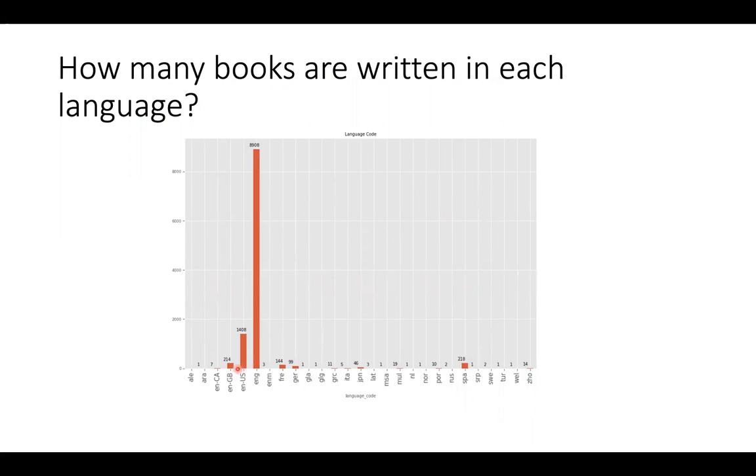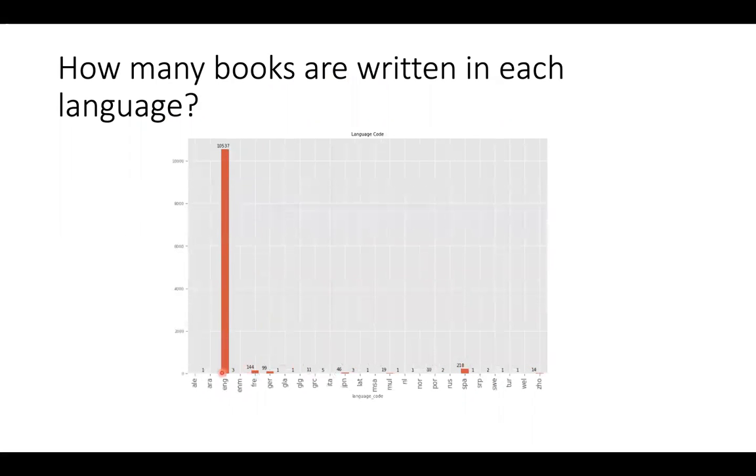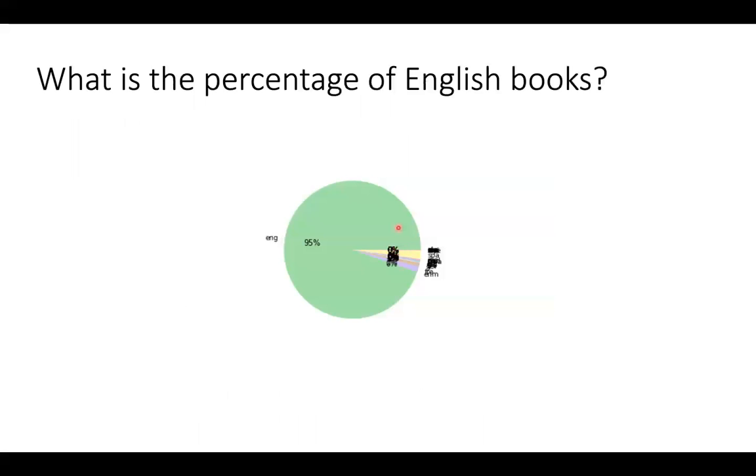And one thing to notice here is that all these EN, like EN-CA, EN-GB, EN-US, are essentially English. Therefore, to make this cleaner, I recategorized and combined all of them into one single language code called English. And from this bar plot, we can see there's a huge difference between the numbers, but I want to investigate the percentage of books written in English. In that way, we need to leverage the pie chart here. As we can see, English books consist of 95%.